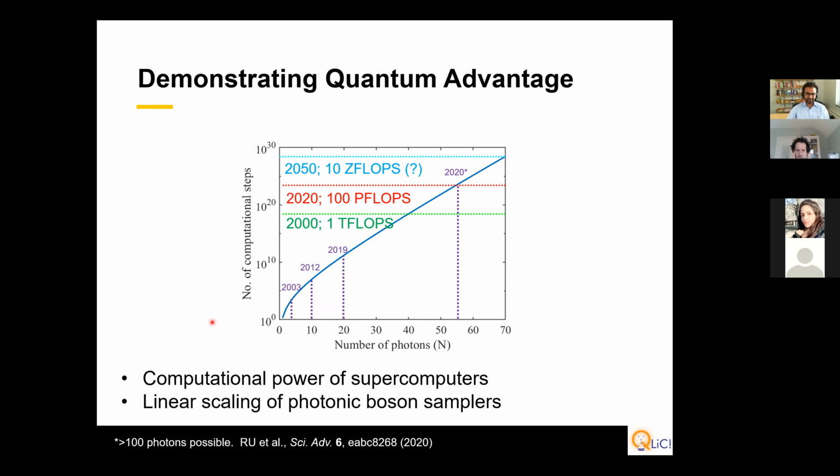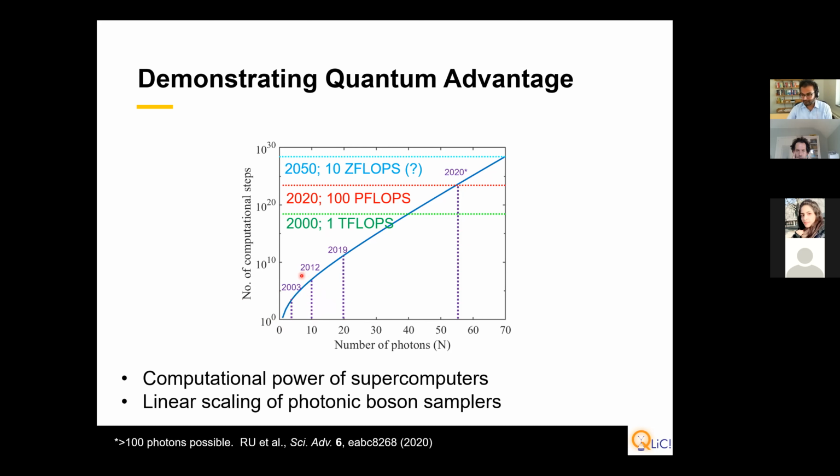But now let me draw your attention to the vertical lines on the x-axis that I dropped down here. What these vertical lines, these years, mean is the number of identical photons that we were able to generate in that particular year. In 2003, we were doing around 3. In 2012, there was this really nice article which showed 10 photons with good efficiency.